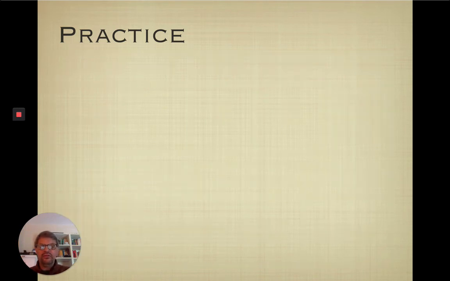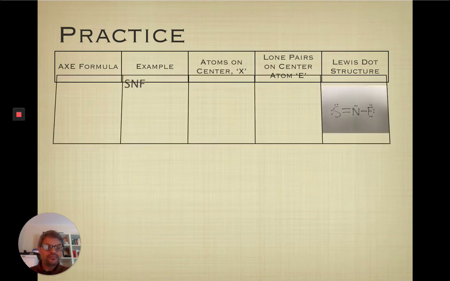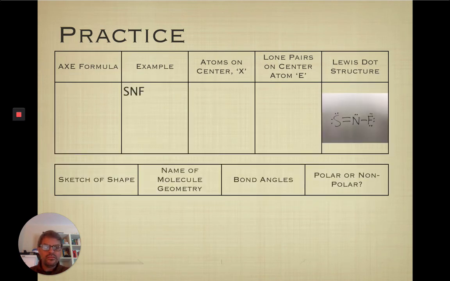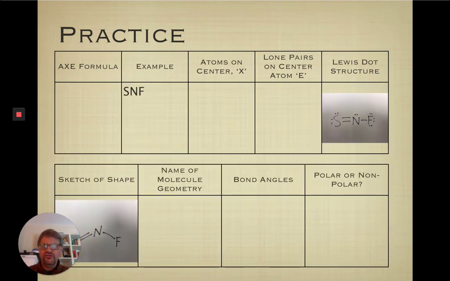Let's take a look. Next one, sulfur, nitrogen, fluorine there. Okay. There's the Lewis dot structure, upper right again. Take a moment. What's the X formula? Okay, there are 2 atoms on center. That's right, sulfur, fluorine, nitrogen, we put in the middle.